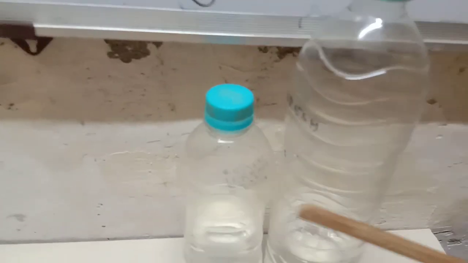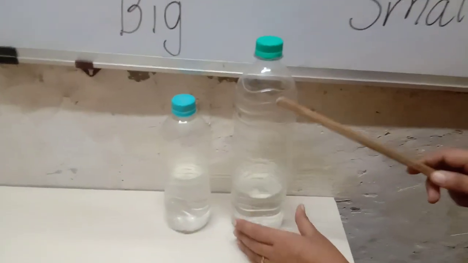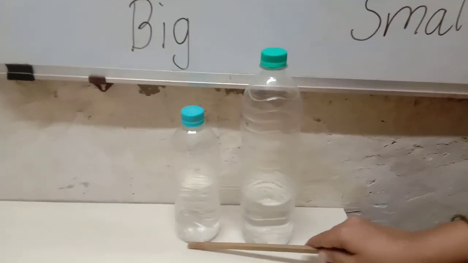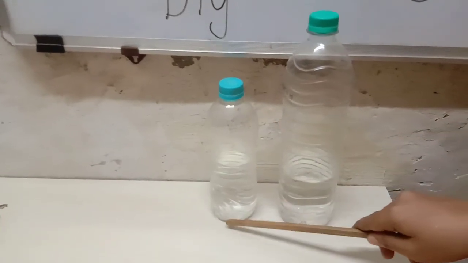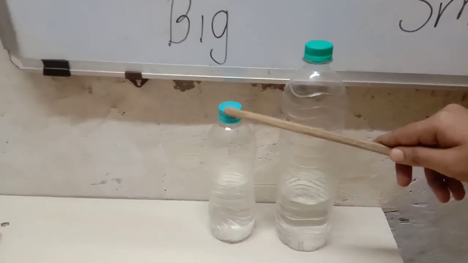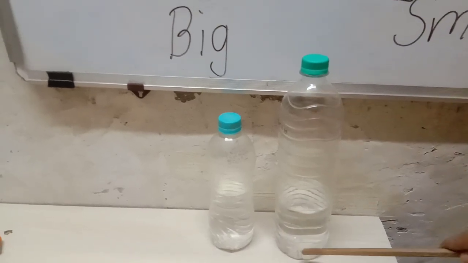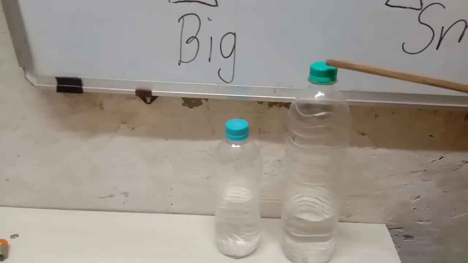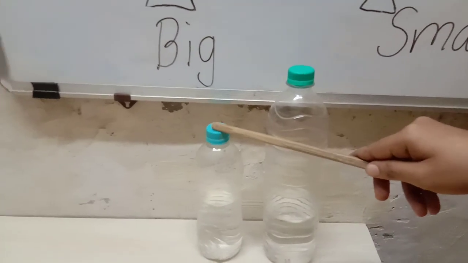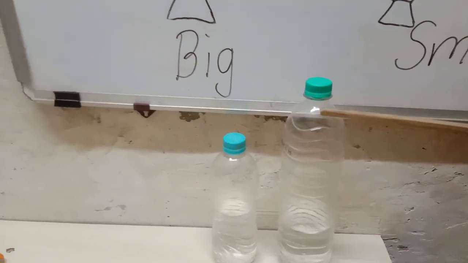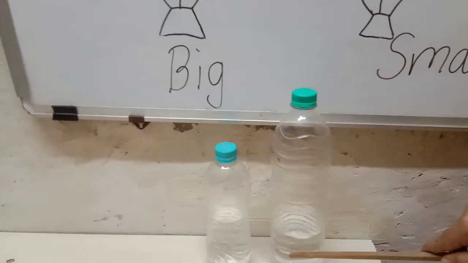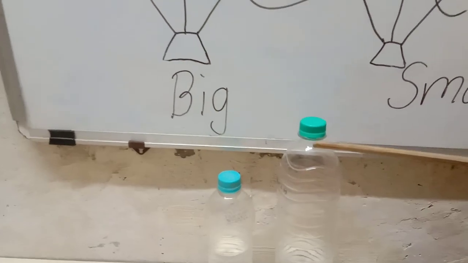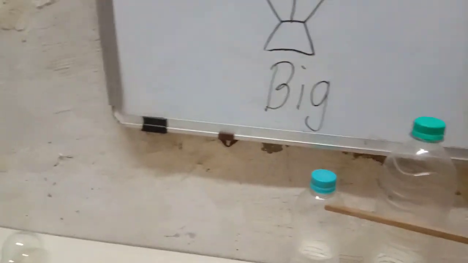Fine. Now here there are two bottles, and these bottles I have arranged for you like this. Now we see at these bottles, this bottle and this bottle. Which bottle do you see is the big one? Green lid bottle or blue lid bottle? Yes, green lid bottle is the big bottle and blue lid bottle is the small bottle. So we can say that this bottle is big and this bottle is small.